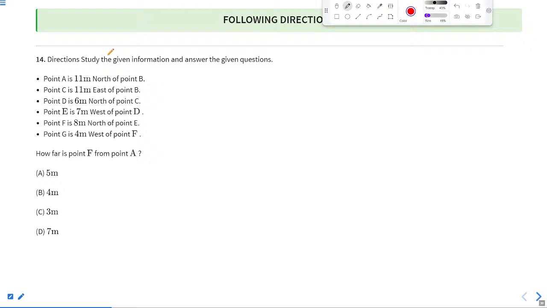14. So write the given information, answer the given questions. A is 11 meters to the north of point B. C is 11 meters east of point B. D is 6 meters to the north of point C. E is 7 meters west of point D. F is 8 meters north of point E. G is 4 meters west of point F. How far is F from E?